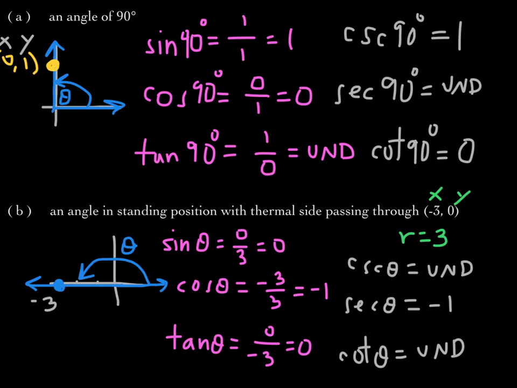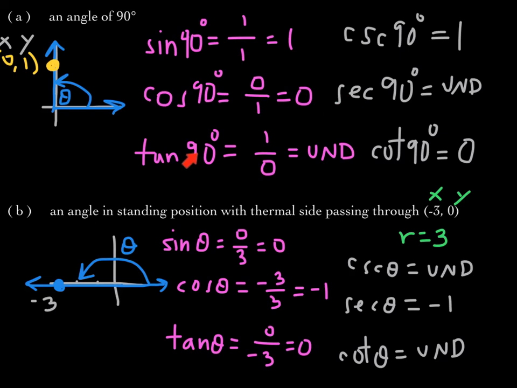Prove it. Okay, well, tangent and secant, both of them, are defined with x in the denominator. Tangent's defined as y over x. Secant is defined as r over x. Both of these functions are defined with x in the denominator.